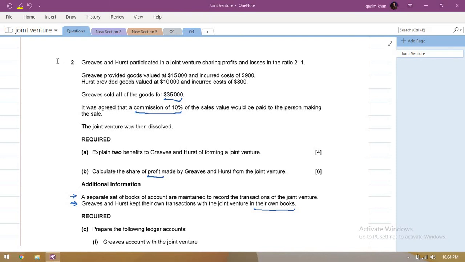Question number 2 from the resource pack. The topic is joint venture, Greaves and Hurst. The first requirement is to explain 2 benefits to Greaves and Hurst of forming a joint venture.